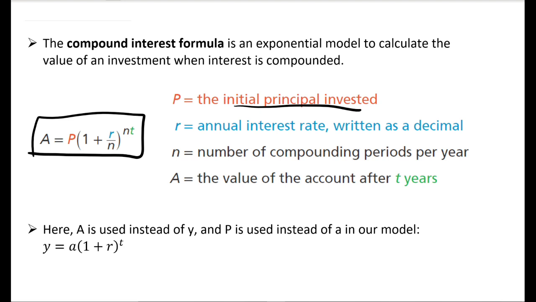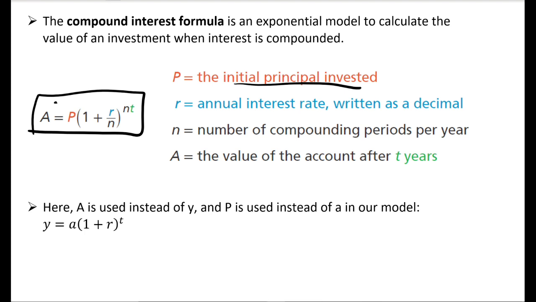Now A is the value of the account after T years. So A is either the amount that you owe after X amount of time, or the amount of money that you get back after X amount of time, if you're talking about a savings account or something like that. Notice that instead of using y here, we used A. The formula was y equals a times 1 plus r to the t. So we use big A for y, and we use big P for little a. And then of course we have the number of times that we compound, which is given by n. So the formulas are pretty similar.